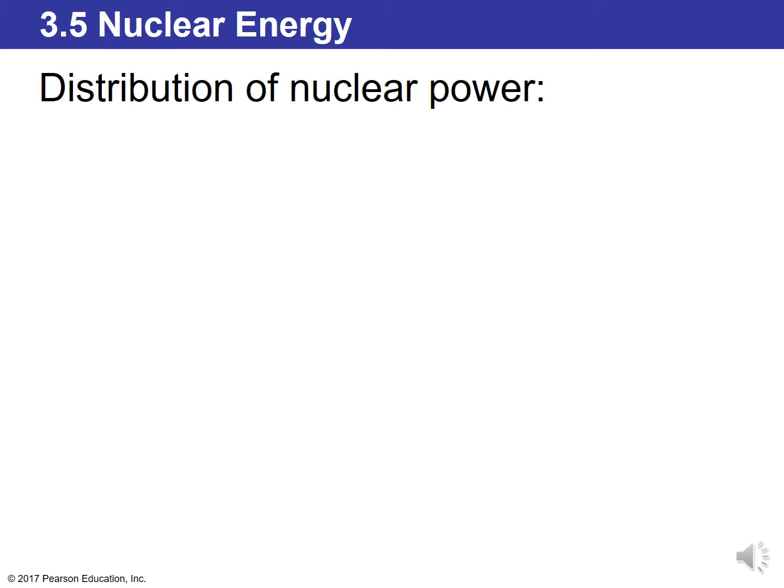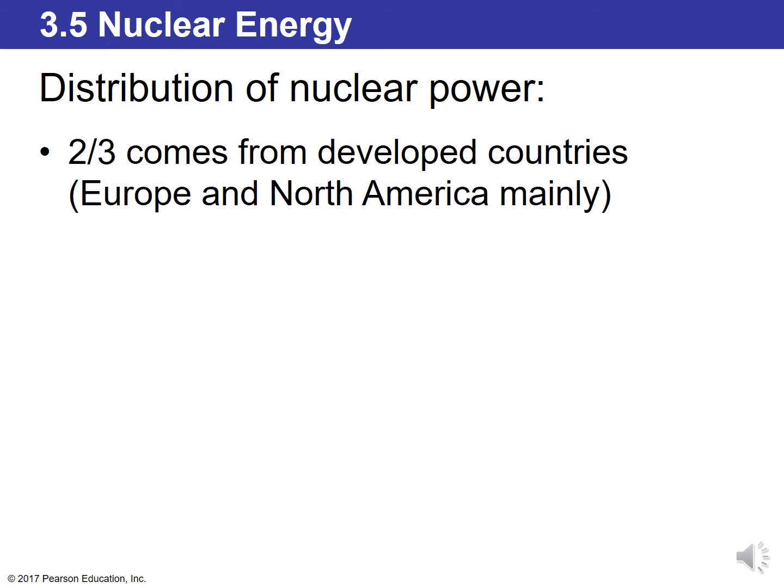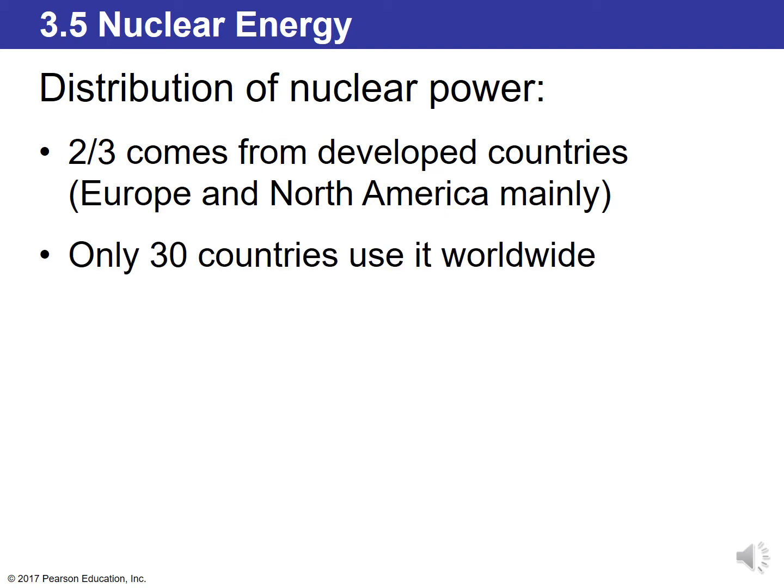the distribution of nuclear power. Currently, nuclear power supplies about 14% of the world's electricity, but most of that is in developed countries. So Europe and North America each contribute about 1/3 of the nuclear energy that is used in the world. More importantly, of the nearly 200 countries that we have in the world, only 30 of them use nuclear power in some capacity. 19 of them are developed countries, and then 11 of them are developing countries.